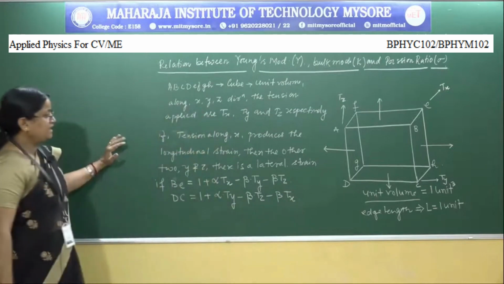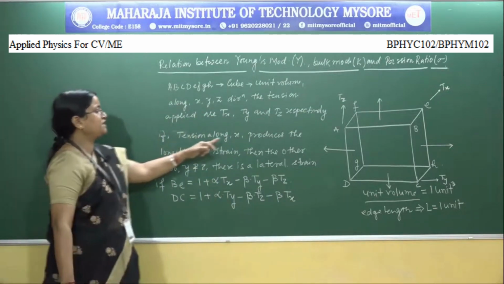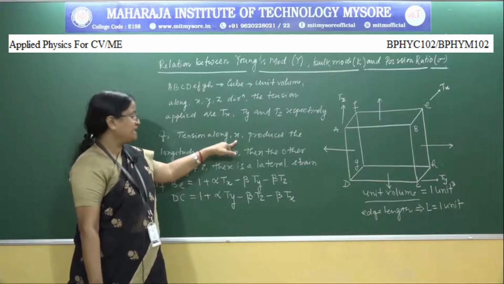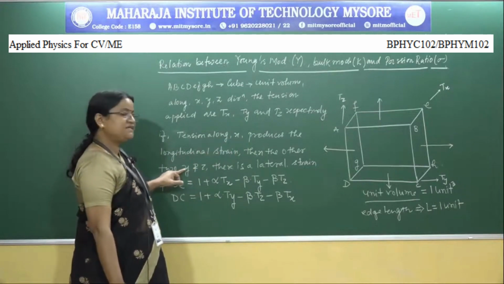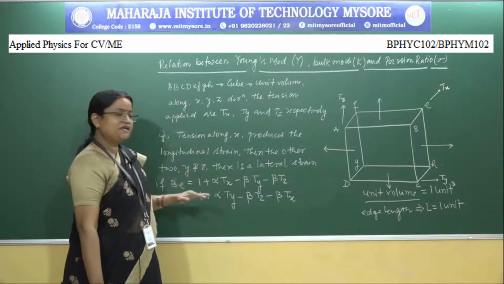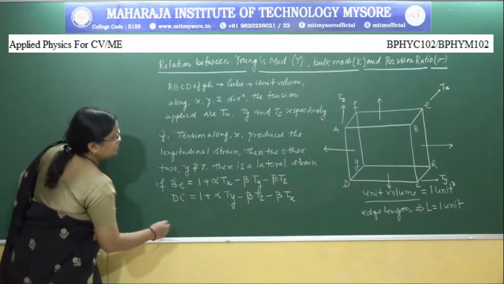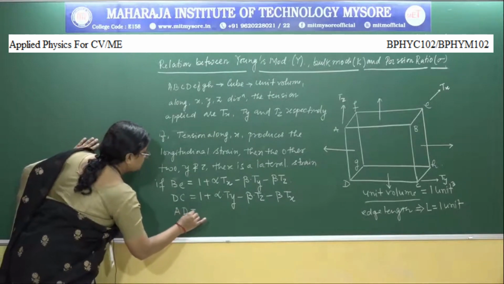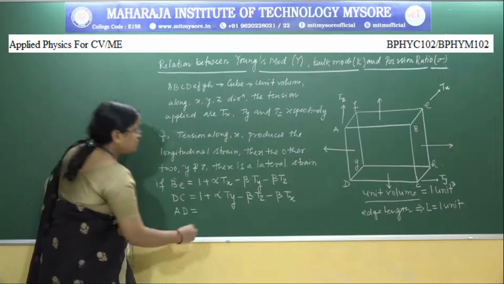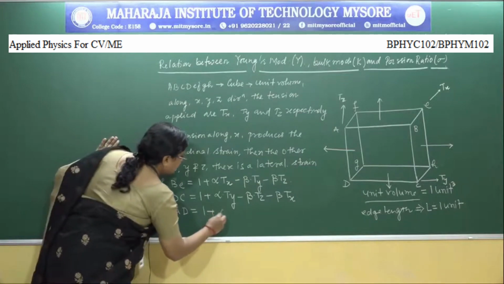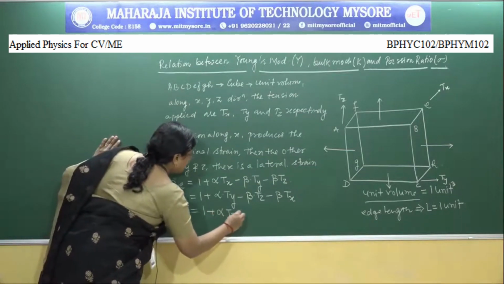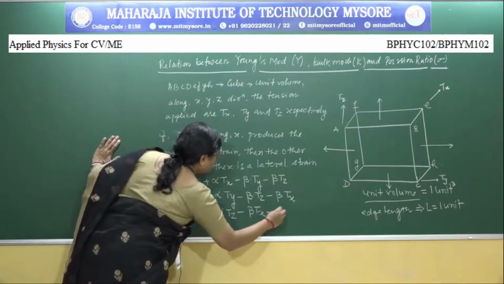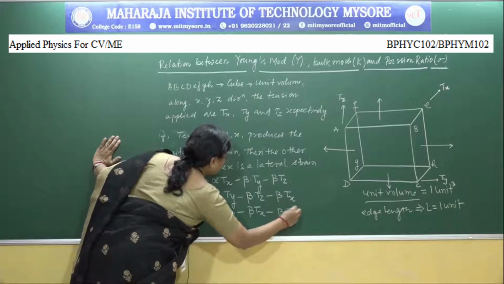minus beta Tx. And along the z direction, if we consider, then in z direction there will be longitudinal strain, and along x and y direction there will be lateral strain. So, if we consider the length of one such edge along z direction, then it will be 1 plus alpha Tz minus beta Tx minus beta Ty.